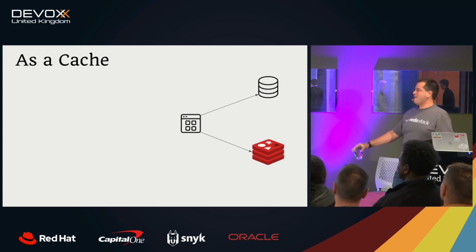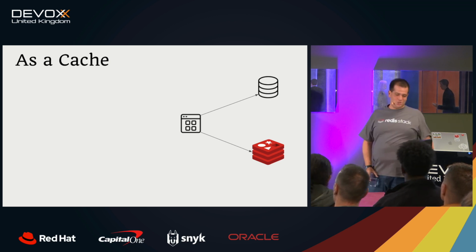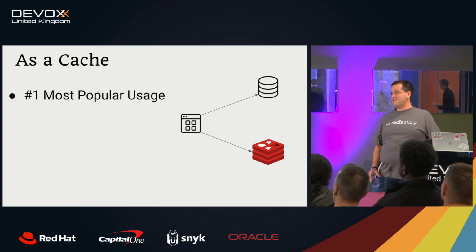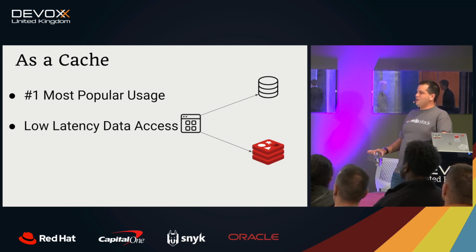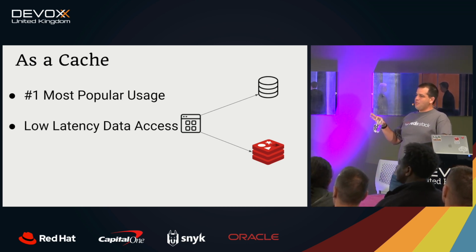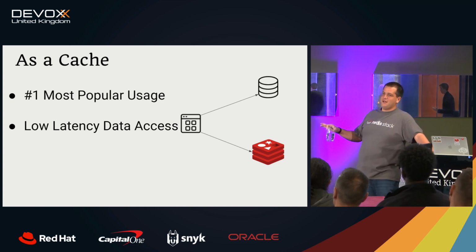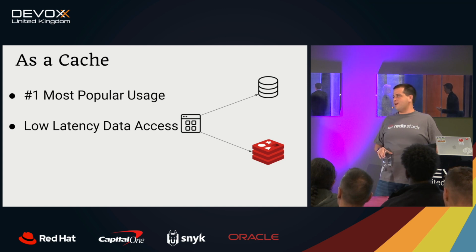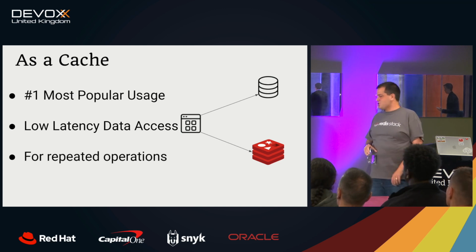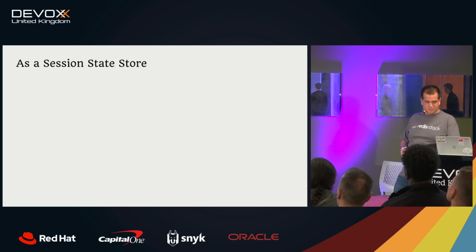But anyway, the uses of Redis, obviously as a cache, it's the one I can't not talk about. It's the number one most popular usage of Redis. You have really low latency access to things that might have taken you a while to get from your database, or you might have had to pay money for if you're using an API. It's great for repeated operations.